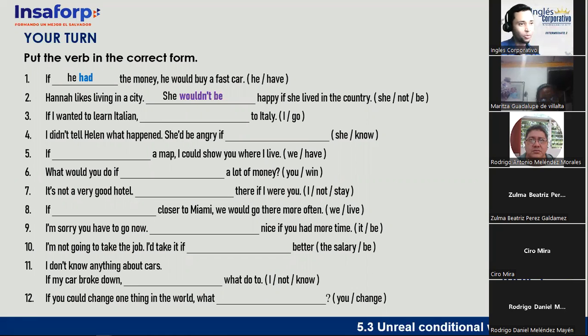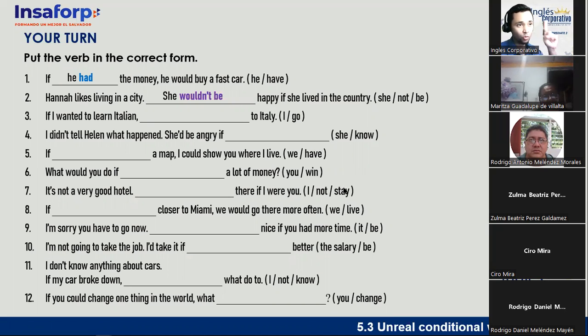Son los mismos ejemplos que hemos estudiado, ¿verdad? Esto es lo que vamos a hacer acá. Desapareció el puntero. Ah, aquí está ya. Okay, she wouldn't be happy if she lived in the country. Okay, tenemos esto. Vamos a hacer los breakout rooms, pero van a ser un poquito más grandes. Van a ser de cuatro participantes, porque vamos a estarnos echando la mano el uno al otro. Here we go. Let's begin. Going to create three breakout rooms.